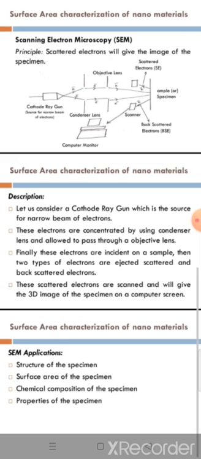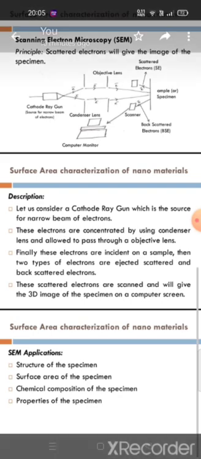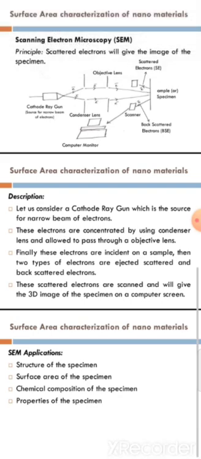Description: let us consider a cathode ray gun, which is the source of a narrow beam of electrons. These electrons are concentrated by using the condenser lens and allowed to pass through an objective lens. Finally, these electrons are incident on a sample. Then two types of electrons are ejected: scattered and backscattered electrons. These scattered electrons are scanned and will give the 3D image of the specimen on a computer screen. Some applications: structure of the specimen, surface area of the specimen, chemical composition of the specimen, properties of the specimen.